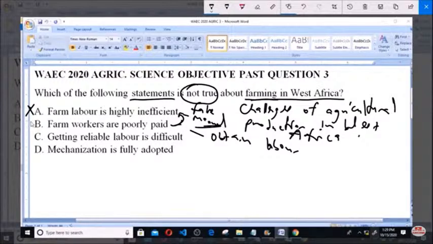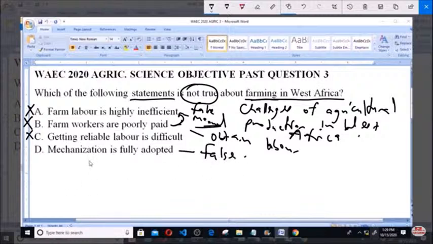So this is also correct as it relates to farming in West Africa, and it's not the answer to this question. Option C says getting reliable labor is difficult. This is also true, similar to what we said about option B, so it is not the answer to the question. Now option D says mechanization is fully adopted. Now this statement is false.